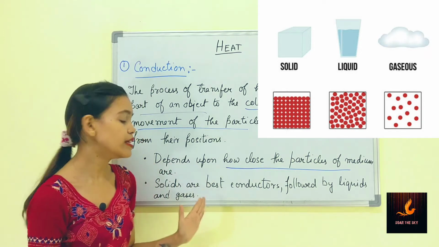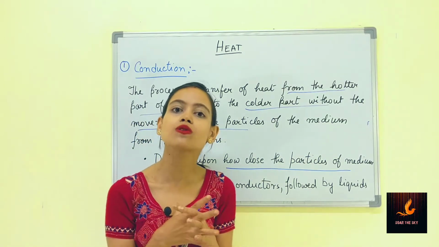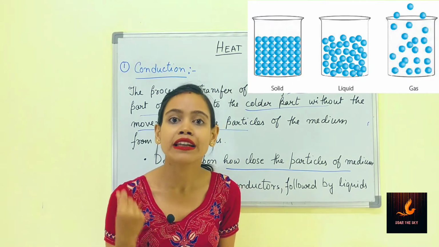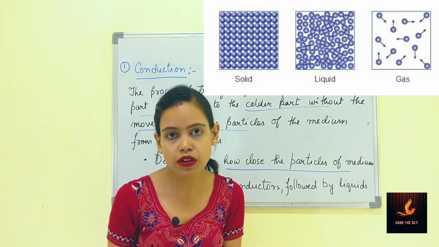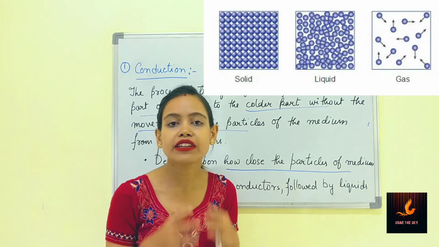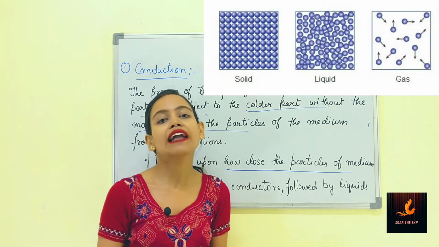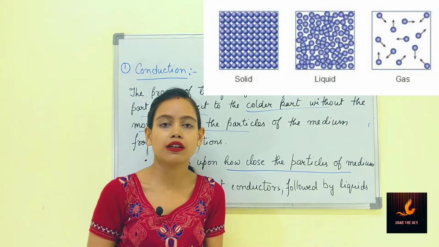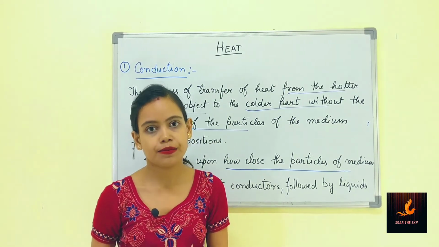Since the closeness of the particles is a factor in the process of conduction, we can very easily say solids are the best conductors because they have the particles very closely attached to each other. You can almost say there is a negligible intermolecular space between the particles of solids. Then comes the liquid and then the gases. Since liquids have a little bit more intermolecular space between them and gases have a lot of intermolecular space between them, the conduction occurs best in solids, then in liquids, and then in gases.